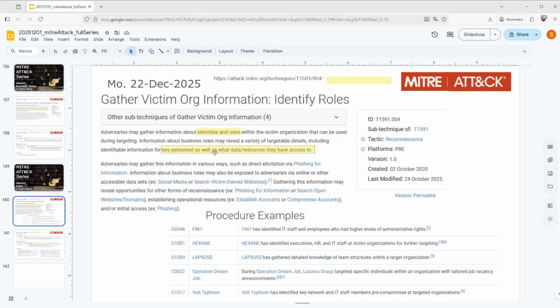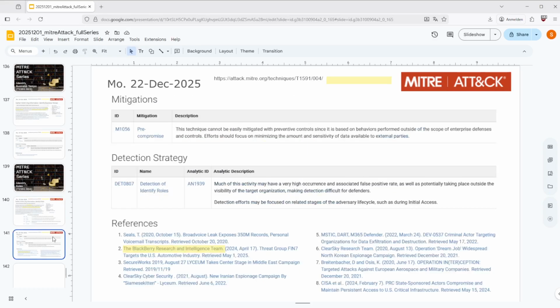We have a little bit marked down. It's about identities and roles. We had a tongue twister in here. It's also a nice experience to have that every now and then. Key personnel, data resources. So that's what you want to look out for. Some names that we are familiar with, they do that kind of stuff. And about mitigation and detection, as with the other 4 sub-techniques and with the main technique 1591, we know that there's not much you can mitigate or detect. Awareness campaigns, I guess, would be helpful, indirectly at least.